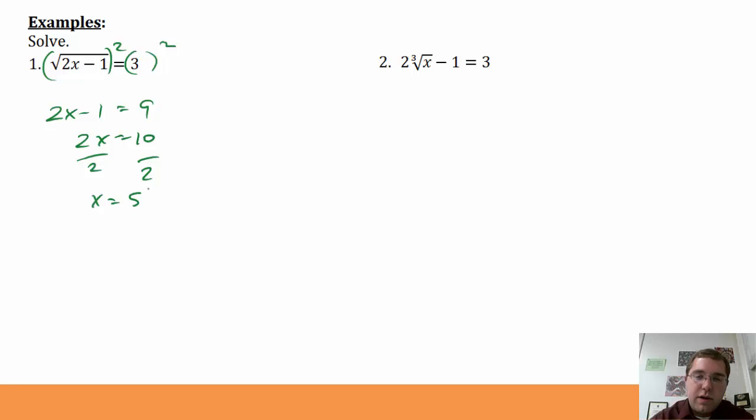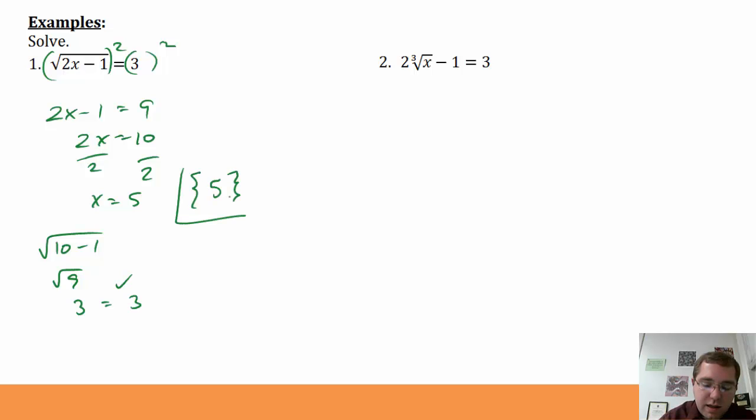And I check for extraneous solutions. I make sure this is not extraneous. I make sure it is actually a solution. So I have the square root of 2 times 5, which is 10, minus 1. So that's the square root of 9, which is 3. And that equals 3, so it works. My solution set then is a set containing the number 5.